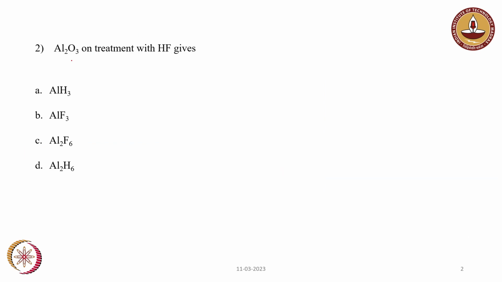The second question is: Al2O3 on treatment with HF gives. Option A is AlH3, B is AlF3, C is Al2F6, and D is Al2H6. This one is one of the methods to produce aluminum fluoride, AlF3. Al2O3 reacts with HF and produces AlF3 and water. So the answer is option B.